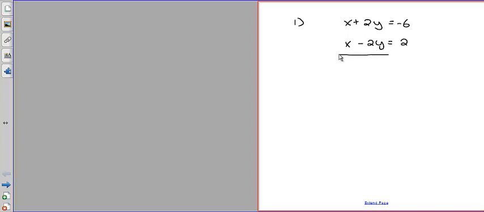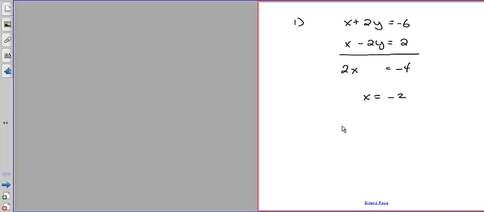Okay, in this case, we actually don't need to multiply either one of the equations by anything because we've got plus 2y and minus 2y. So we just add the two equations together. So x plus x is 2x, -6 plus 2 is -4. Divide both sides by 2. So you get x is -2.